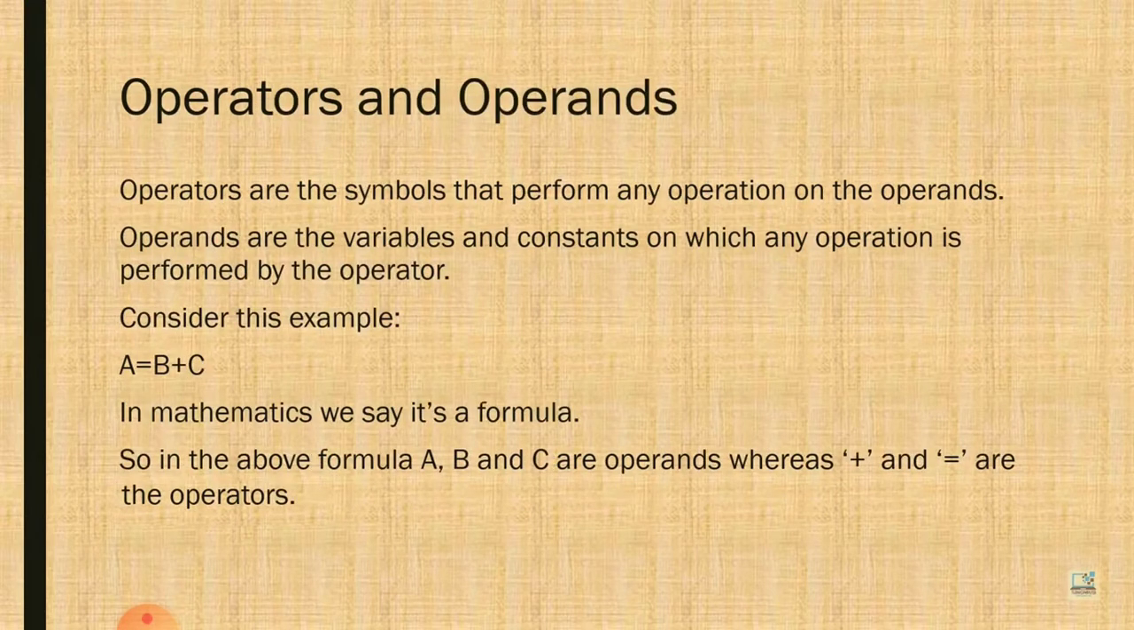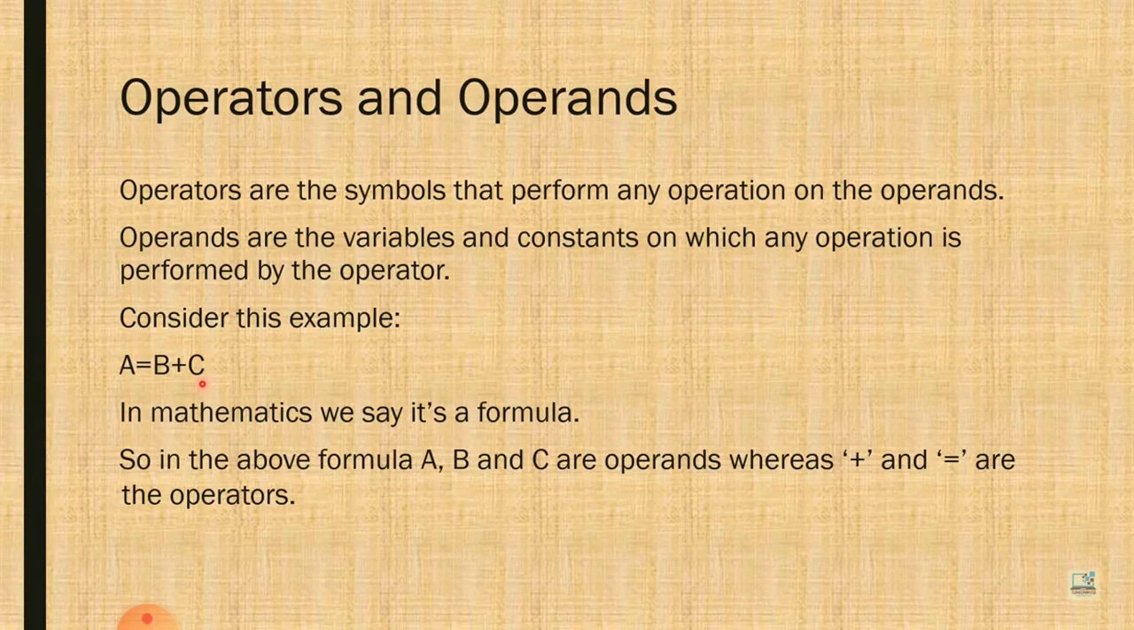Next is operators and operands. So we can say that operators are the symbols that perform any operation on the operands. Operands are the variables and the constants on which any operation is performed by the operator. Now take this example, A equal to B plus C. In this example, we are adding B and C, and then we are storing the sum in the variable A. So in mathematics we say it is a formula, right? In this formula, the variables A, B and C are also known as operands.